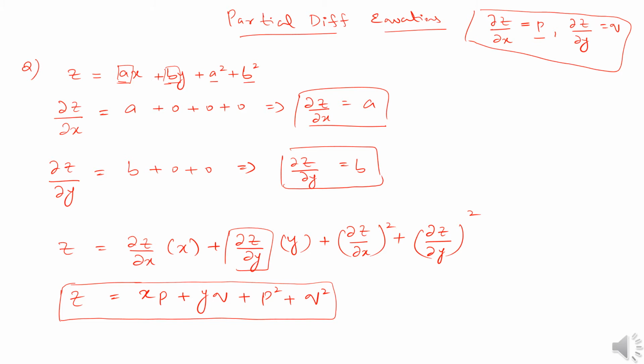So now we will talk about some other example. So we will move on to another example. Let's take a question, and it's z equals (x minus a) squared plus (y minus b) squared.